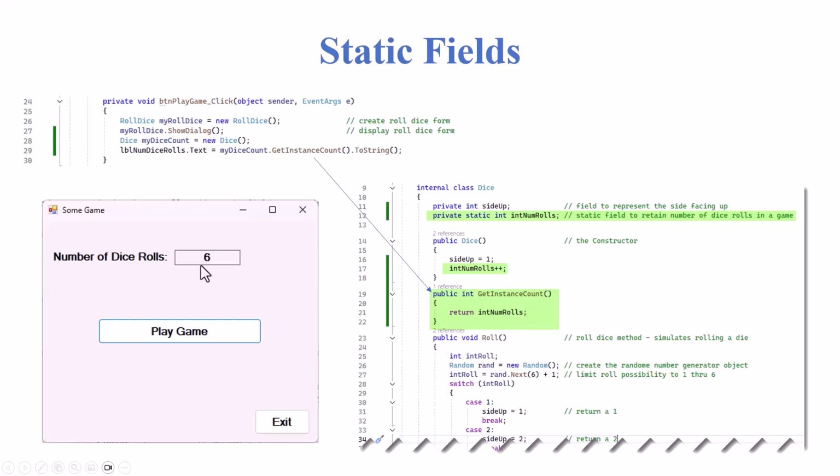We're going to modify our form somewhat so that we have the number of dice rolls with a label sitting here, and every time we play this game, we update this. You can see rolls my dice equals new Dice. We've got the show dialog coming up. Dice myDice equals new Dice. Label number of rolls, myDice getInstanceCount toString. So every time we roll the dice, we're going to increment this label and show this instance count on our screen.